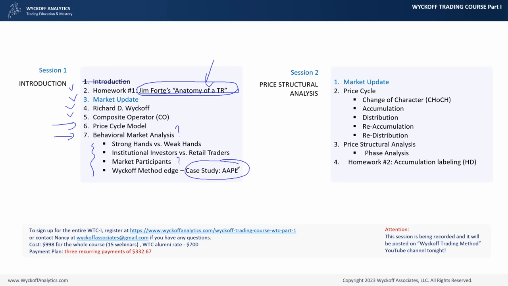And then in session number two, next Monday, we'll start talking details. We'll talk about the change of character, starting with the change of behavior. Then we'll talk about accumulation, distribution, reaccumulation, redistribution. That will be spread out throughout a couple of sessions. We can't cover everything right away. And then we're going to have our first non-reading homework, meaning that I'm going to give you some charts and you will have to label them and send those to me. And then a week after, during this session, we will be reviewing your homeworks.